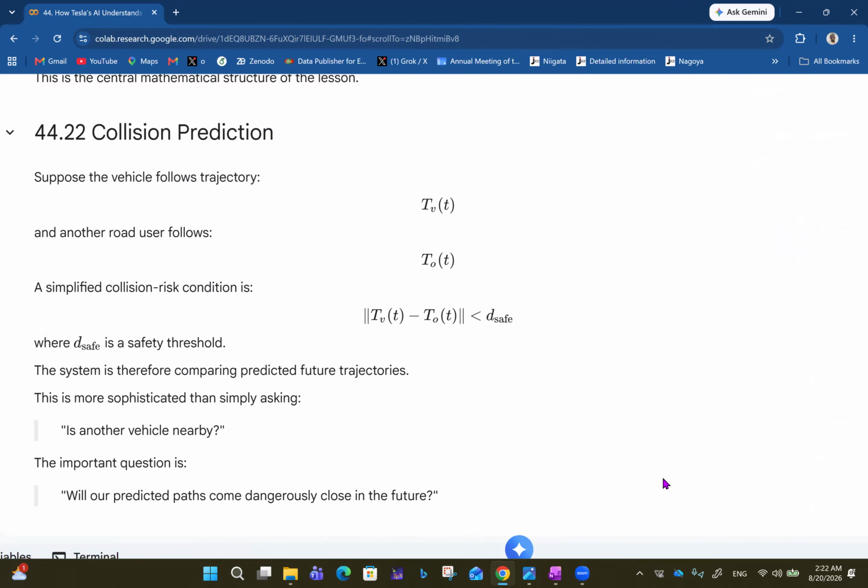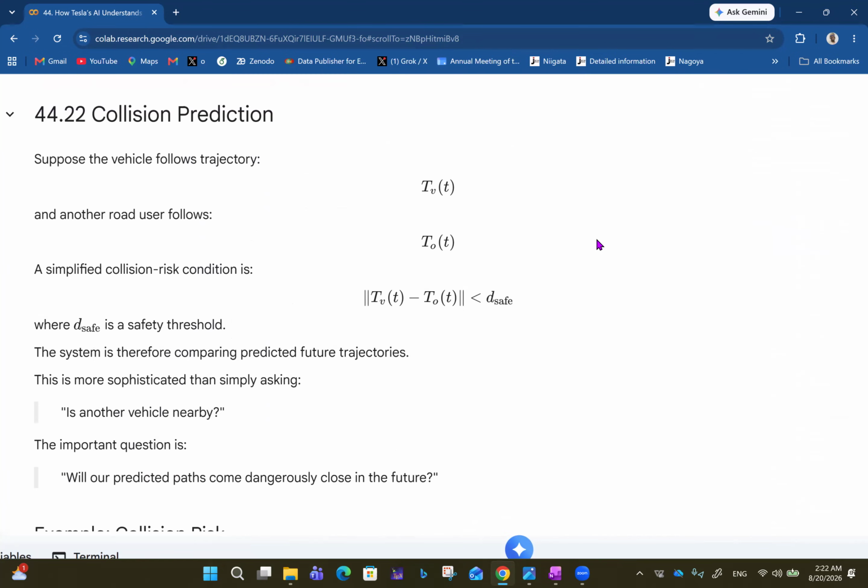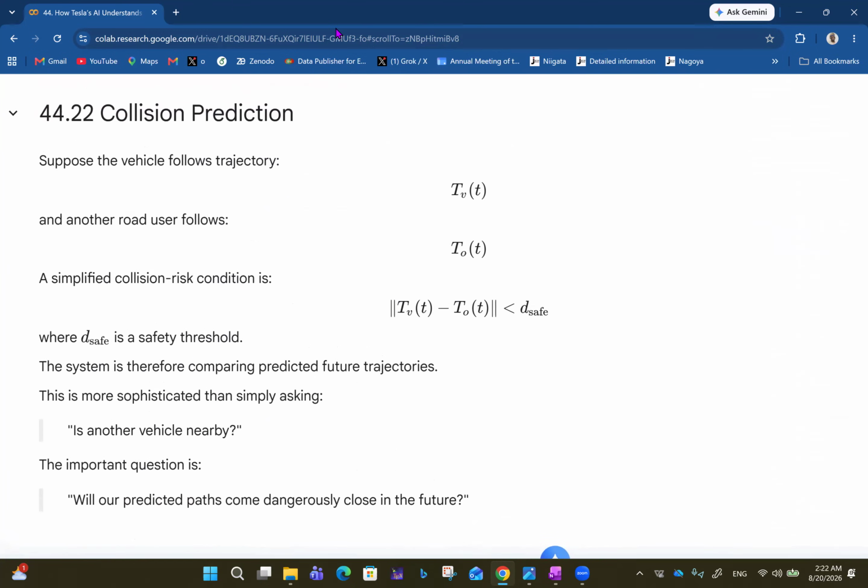Then we have collision prediction. Collision is a big deal when it comes to driving any kind of vehicle, even cycling. You don't want to hit people on the road. You don't want to hit other bikers. Or if you are driving, even as a human driver, you don't want to run into anything. So we need to be able to predict collision.